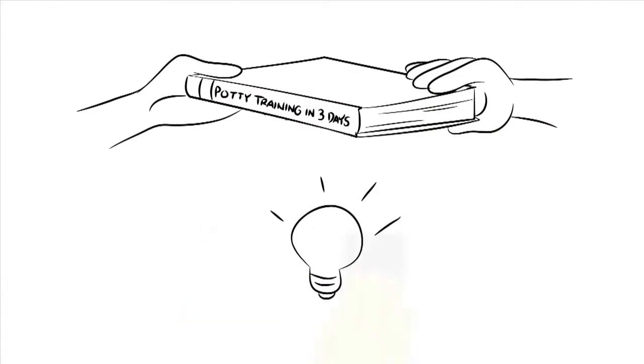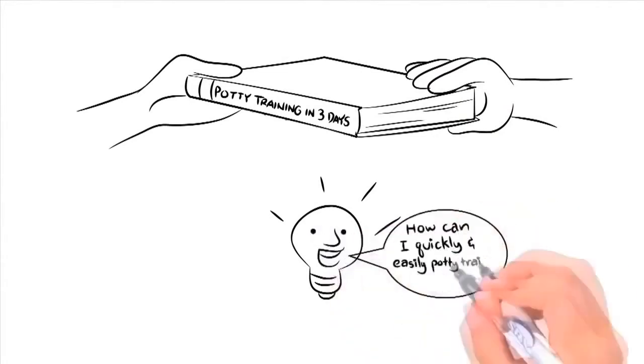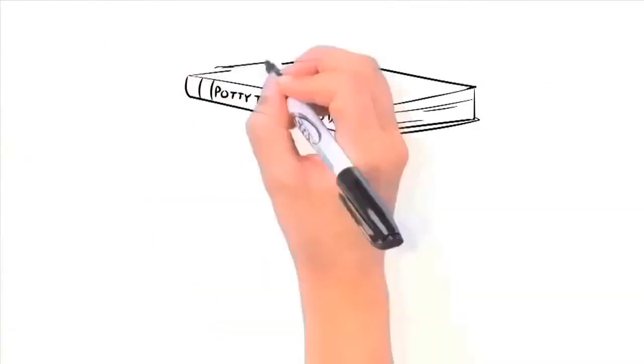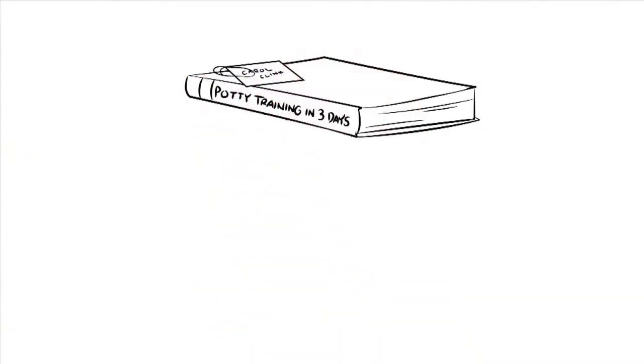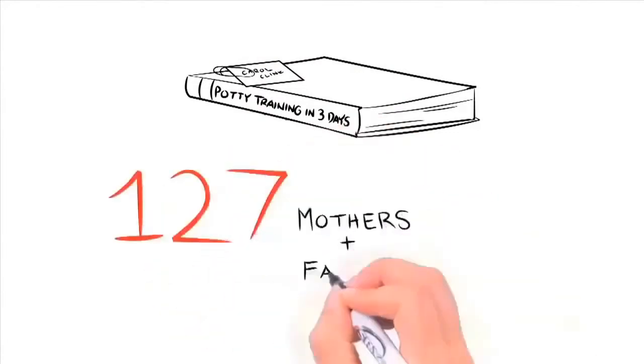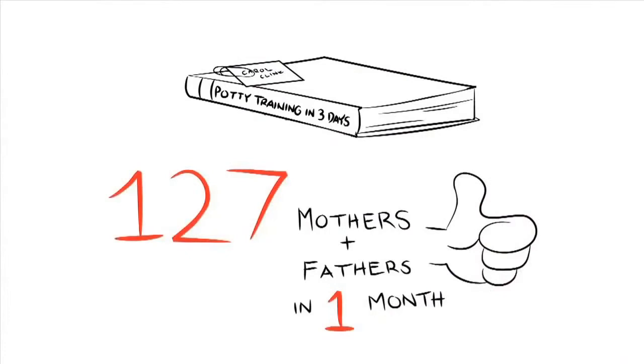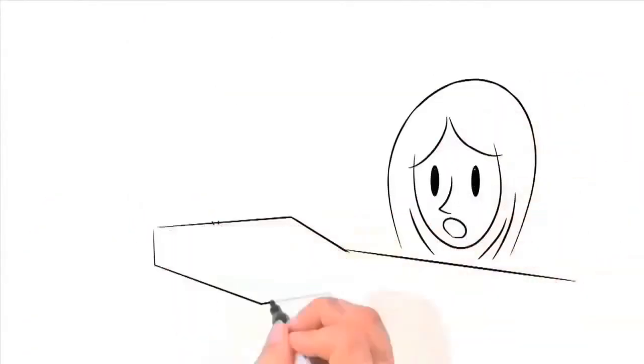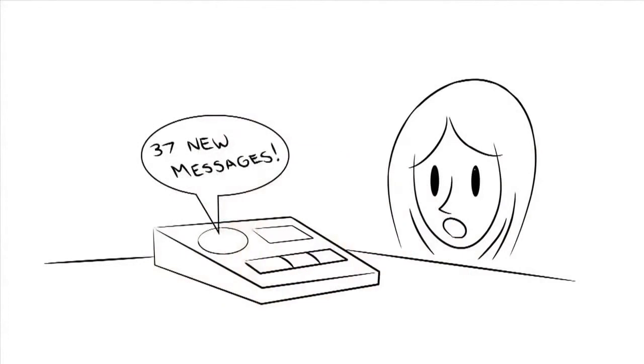The next week, parents started approaching me out of the blue, asking, "How can I quickly and easily potty train my child?" I would kindly give a copy of the guide along with my business card clipped to the top left-hand corner to anyone who asked. I would say over 127 mothers and fathers had come to my daycare that month alone just for a copy of the potty training guide that I'd spent so much time creating. When I would walk into my office in the morning, there'd be a minimum of 37 messages on my answering machine waiting there for me.